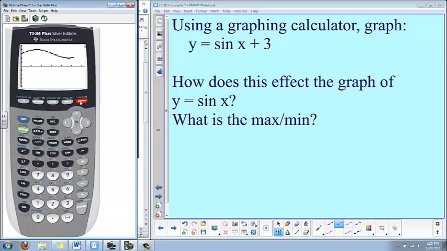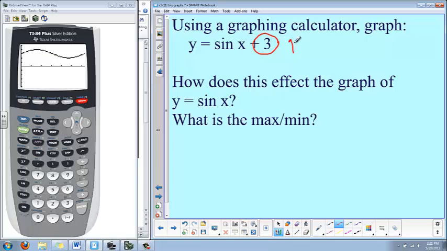So how does this affect the graph of y is equal to sine of x? Because we did y is equal to sine of x plus 3. Did I do plus 13? No, I did plus 3. Okay. I was losing my mind. Plus 3. Okay. So obviously something happened. It got shifted up 3.